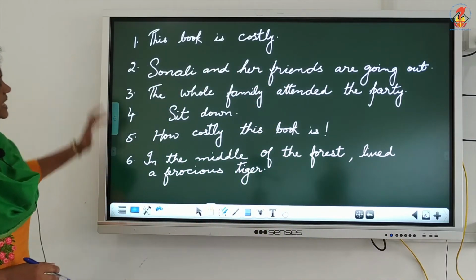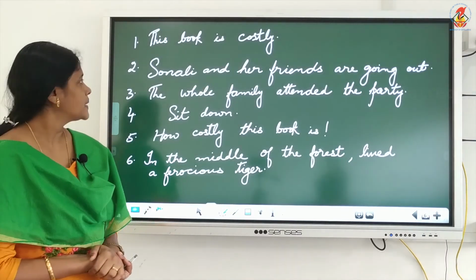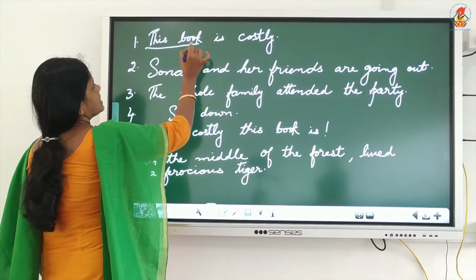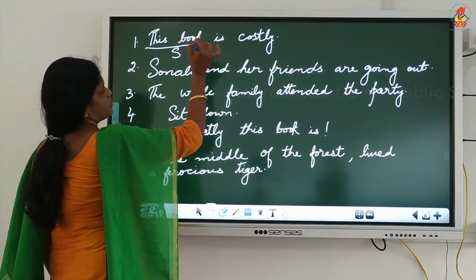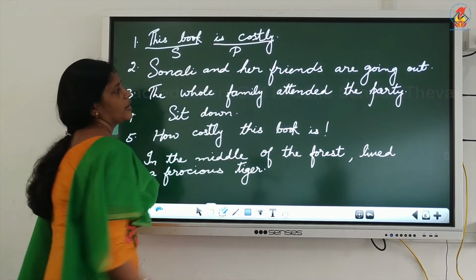Now I have written 6 examples here. Tell me which is the subject and which is the predicate. This book is costly. This is the subject. About whom are we talking? This book. What did I say about this book? Is costly. So this is the predicate.